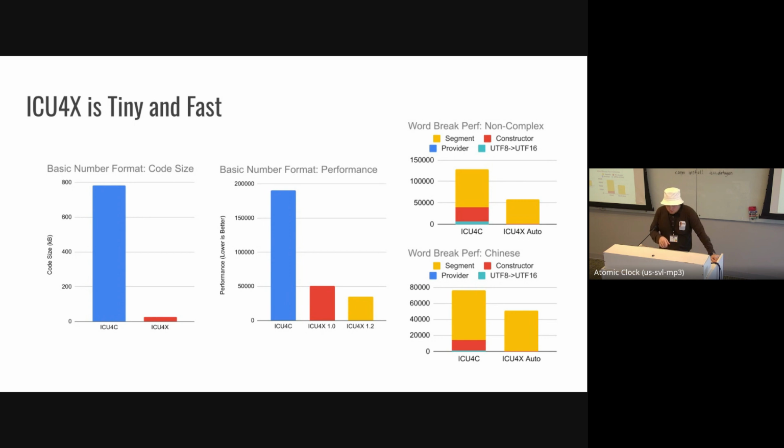And then the actual segmentation part, which is the yellow section on this graph, ICU4X is also 20 to 30% faster than ICU4C in both non-complex and complex scripts. And this is running using the dictionary segmenter. I didn't show it, I have other graphs I can show you, but the LSTM segmenter, which ICU4X also supports out of the box, gives a little bit more of a trade-off between data size and performance. But all the segmentation types are available in ICU4X depending on the needs of your application.